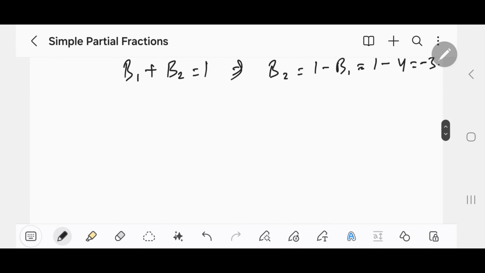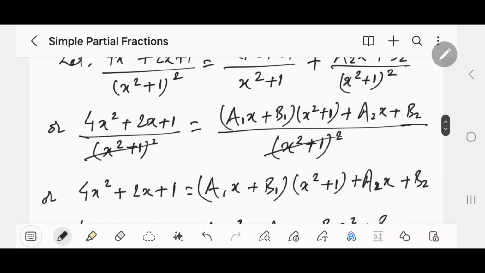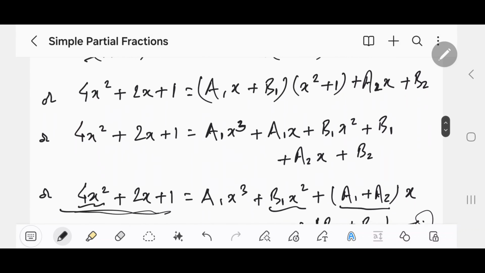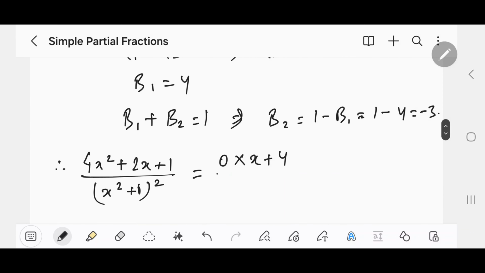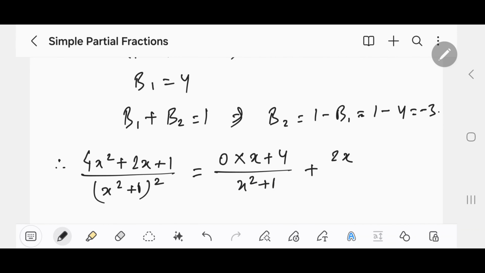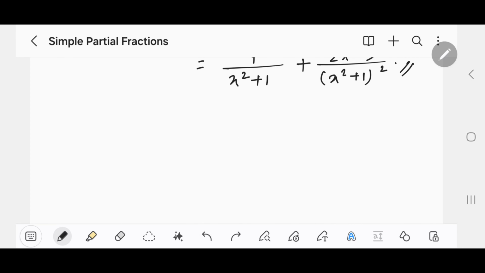Therefore, (4x² + 2x + 1) divided by (x² + 1)² can be written as, a1x + b1, we have their values, right? a1 is 0, so (a1x + b1) over (x² + 1) is 4 divided by (x² + 1), plus (a2x + b2) over (x² + 1)², where b2 is minus 3. So we are left with 4 by (x² + 1) plus (2x minus 3) by (x² + 1)². This is the solution. Now let's try to do some other problems.